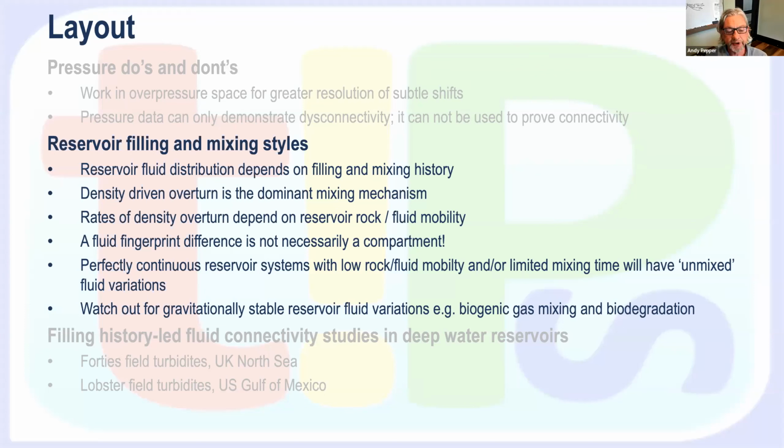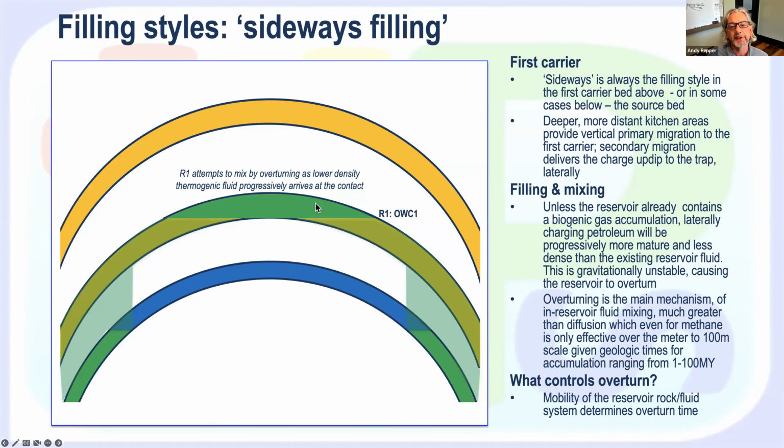So basically, we need to watch out for gravitationally stable reservoir fluid variations. I'll show you that hopefully in a couple of cartoons I'm going to show now. This is an attempt to show what happens in the initial filling. I call this sideways filling history. We've got a source rock down here that's mature on the flanks. It's expelling vertically, and the charge is coming laterally into this reservoir. So the earliest expelled oil accumulates first, and then the lighter oil comes later in the filling history. And so that's a gravitationally unstable system.